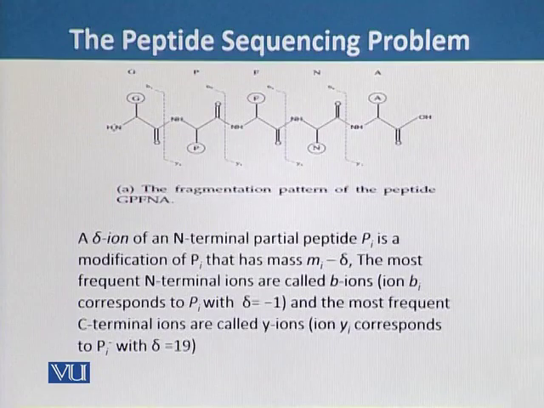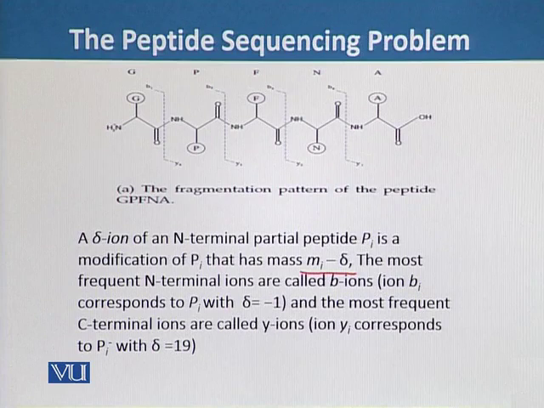So a delta ion of an N-terminal partial peptide Pi is a modification of Pi that has a mass mi minus delta, corresponding to the loss of a small chemical group of mass delta, as we have seen previously in the case of a peptide that releases water molecules and ammonia molecules. These are small chemical groups of mass delta lost when P was fragmented into Pi.